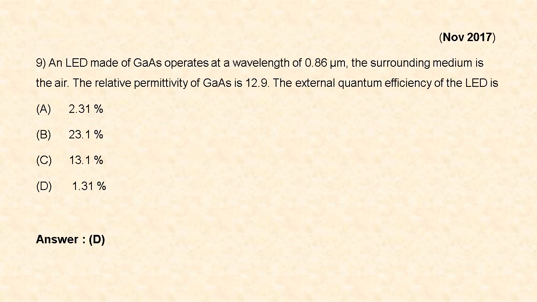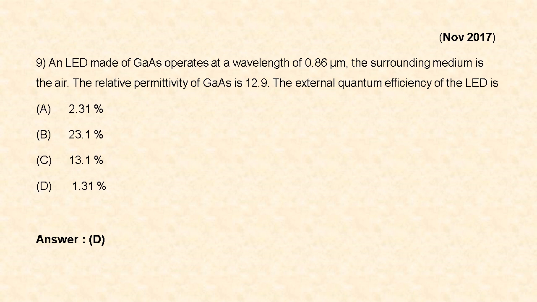Next question. This question was asked in November 2017. An LED made of gallium arsenide operates at a wavelength of 0.86 micrometer. The surrounding medium is the air. The relative permittivity of gallium arsenide is 12.9. The external quantum efficiency of the LED is option A 2.31%, option B 23.1%, option C 13.1%, option D 1.31%. Here option D 1.31% is correct.